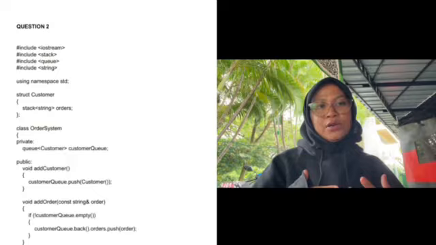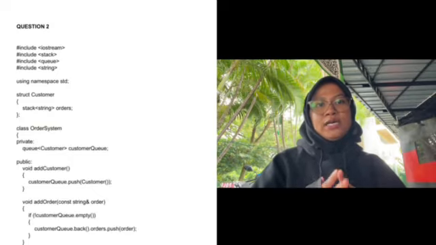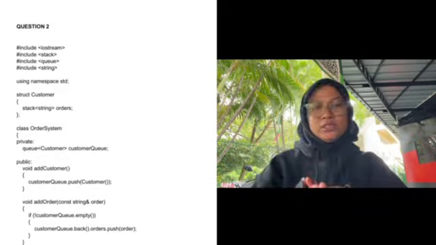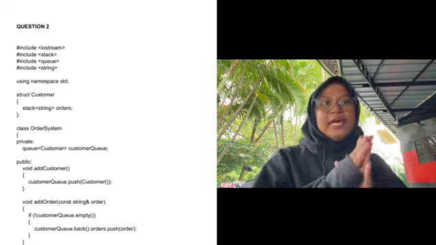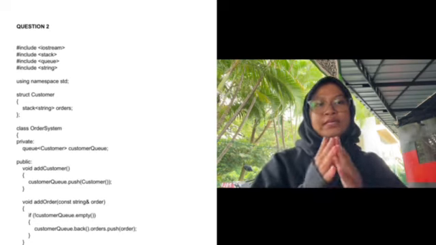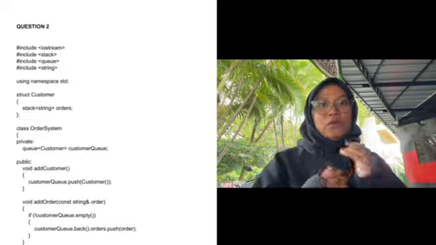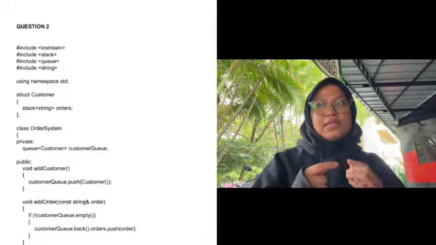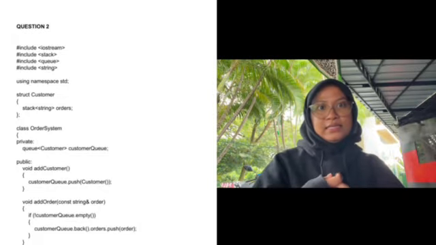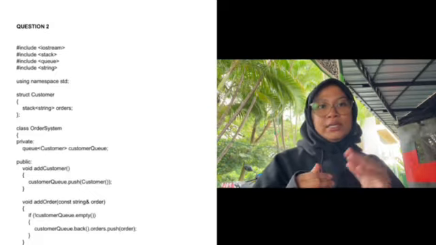Imagine a restaurant where orders come in one by one. The restaurant needs to manage these orders so that the first order placed is the first one to be completed and delivered. To do this, we use a queue data structure which follows the FIFO rule, meaning the first customer in line gets served first. So let's look at the code step by step.